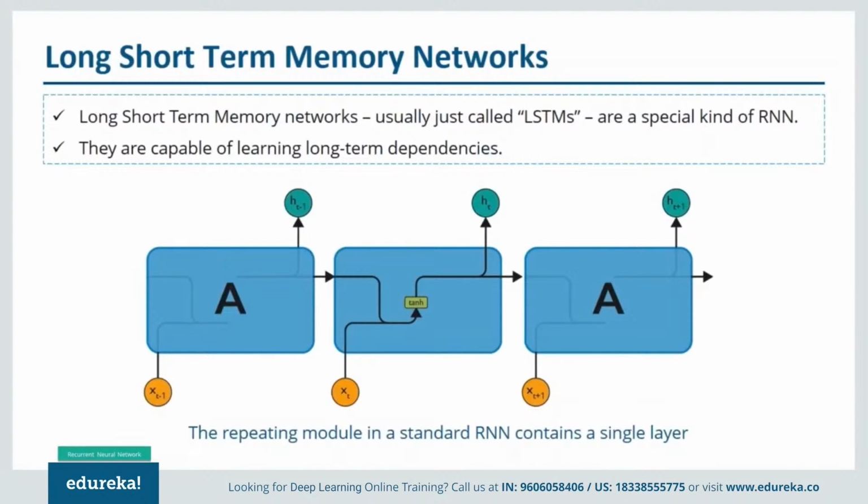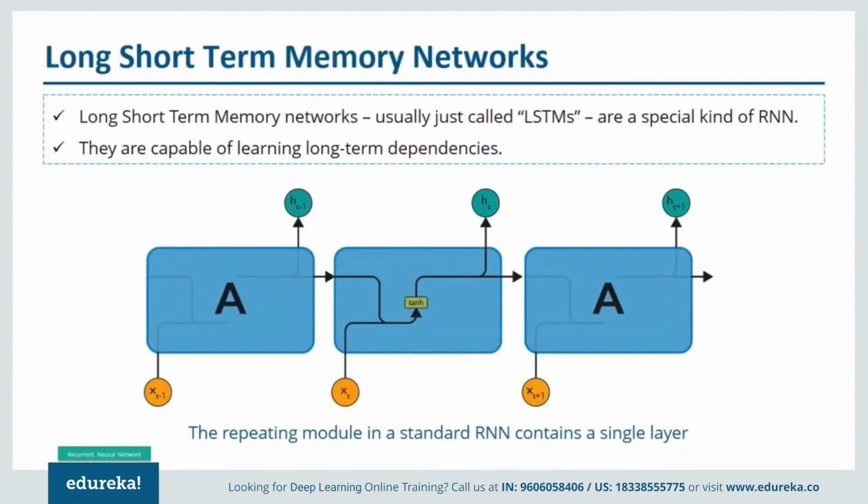But there are a few cases where we need more context. Consider trying to predict the last word in the text, I grew up in France. Then there are some words. After that comes, I speak fluent French. Now recent information suggests that the next word is probably the name of a language. But if we want to narrow down which language, we need the context of France from further back. And it's entirely possible for the gap between the relevant information and the point where it is needed to become very large. And this is nothing but long-term dependencies. And LSTMs are capable of handling such long-term dependencies.